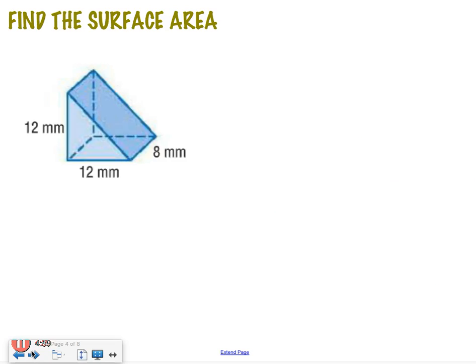Let's try another one. What kind of a figure is this? Triangular prism. Perfect. Start with our base area. How do you find the area of a triangle? Half base times height. Yep. So half of 12 times 12.